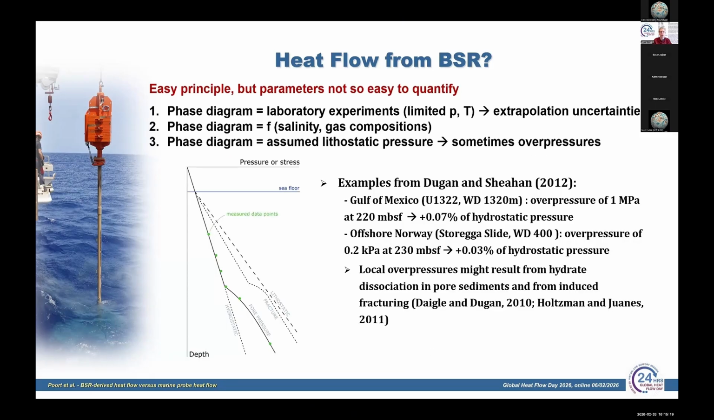Another thing for the phase diagram is that in most cases, for the part that concerns us, from the seafloor up to the BSR depth, we will assume lithostatic pressures. But this is not always the case. Sometimes there are overpressures. So here is an example from this article of Dugan and Sheehan, just to show that it can be considerable, and in some environments it has to be considered in order to have good estimates of the temperature at the BSR.